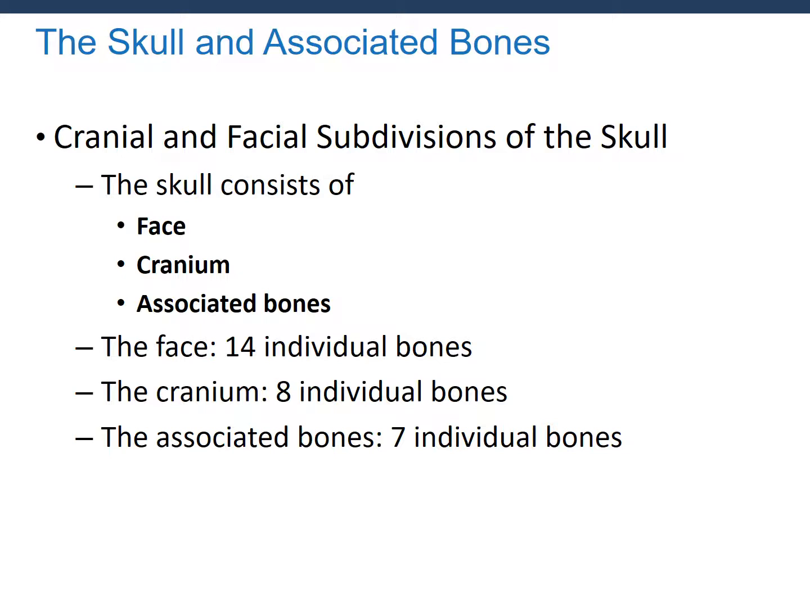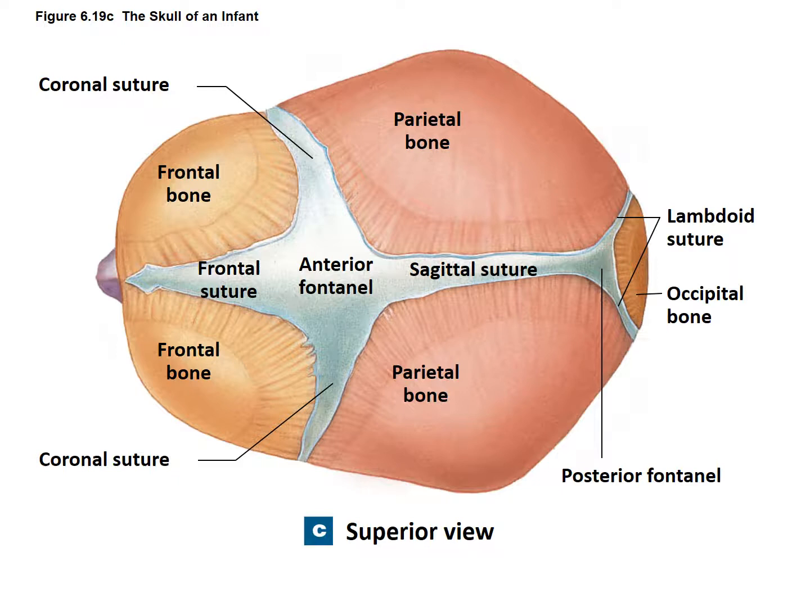The skull consists of the face, cranium, and associated bones. The face itself has 14 individual bones, the cranium 8, and another 7 bones that are associated with the skull. During fetal development, the bones are separated more apart and connected by different fontanelles. A fontanelle is going to be a soft spot of cartilage in the fetal skull. This allows the child's head to flex more, specifically during birth. Over time, most of the cartilage disappears, and this leaves behind sutures.